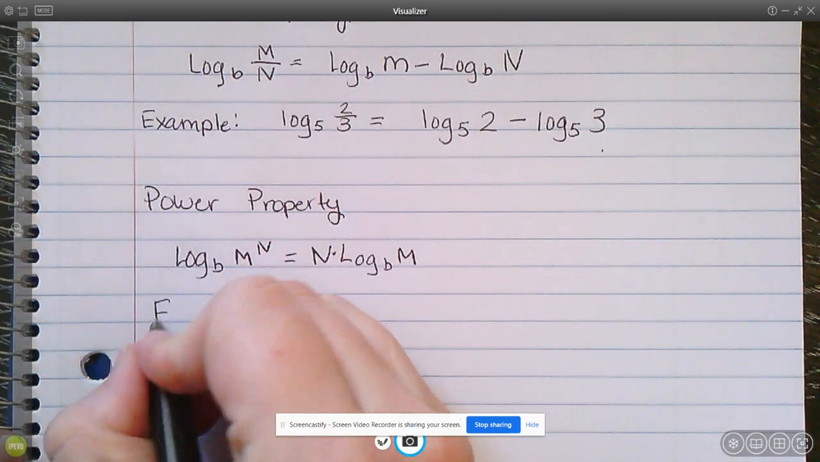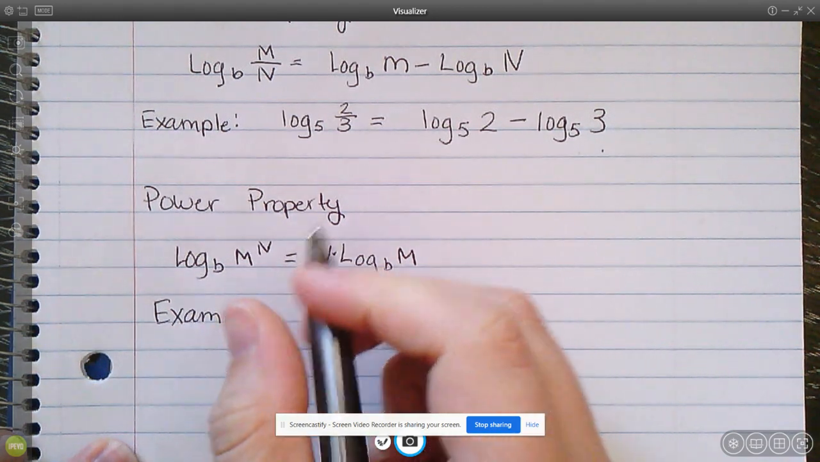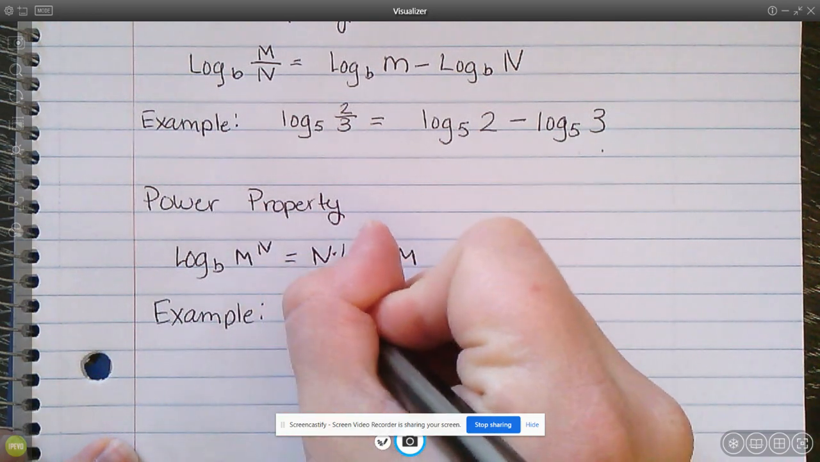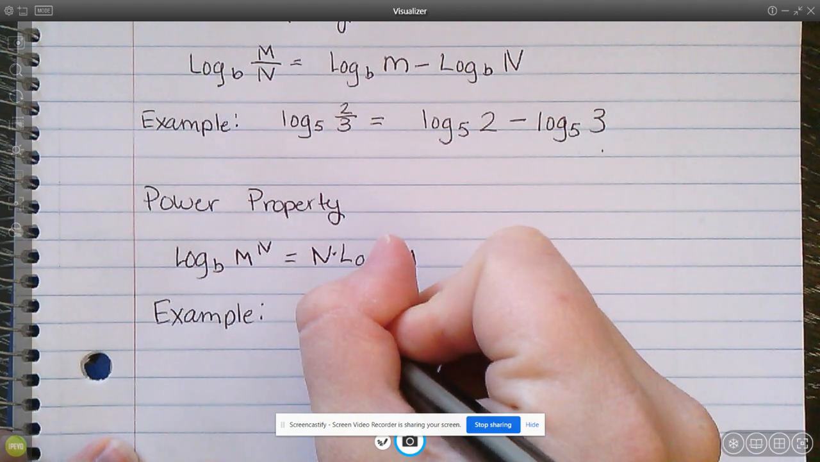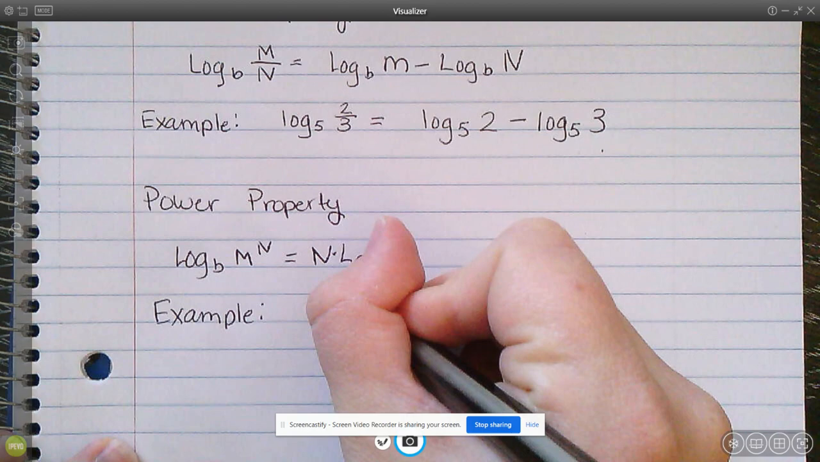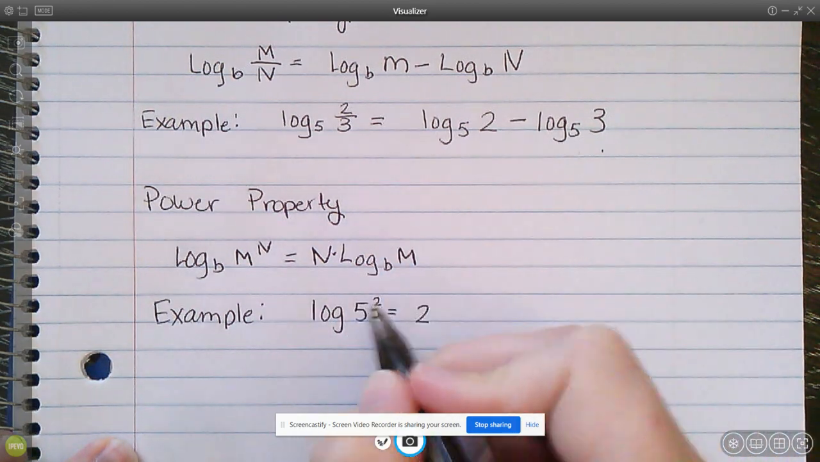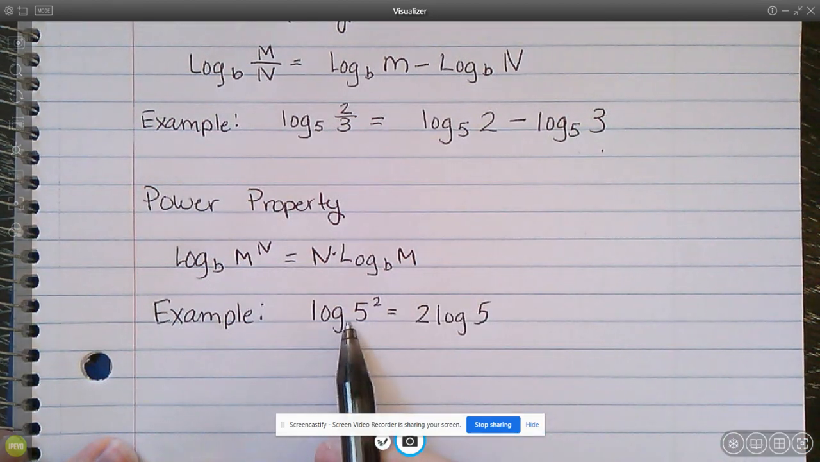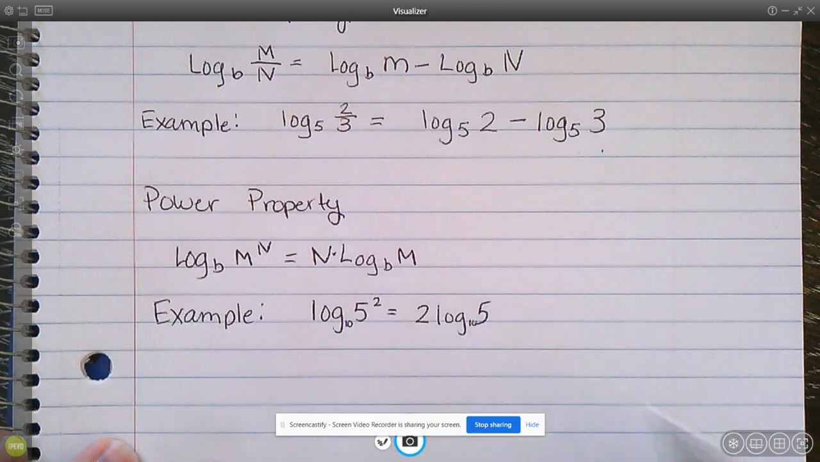And then an example would be, let's do log, actually let's not put a base, log of 5 squared equals 2. So this 2 comes out front, log of 5. So now if there isn't a base written, what number actually goes there? It's just a 10. So if there is not a base written, it's just 10.